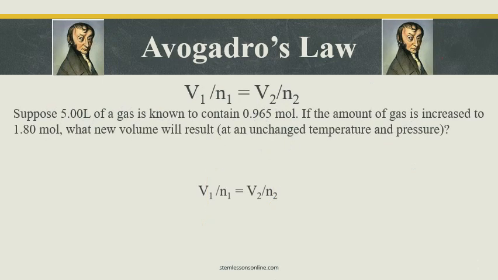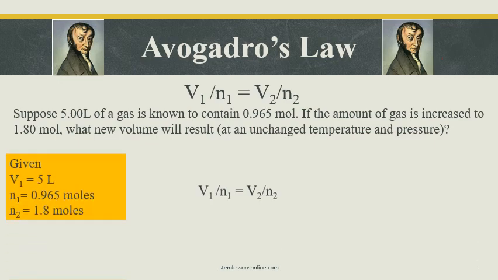And one example is here. Suppose 5 liters of a gas is known to contain 0.965 moles. If the amount of gas is increased to 1.80 mole, what new volume will result at an unchanged temperature and pressure? That means temperature and pressure is constant.